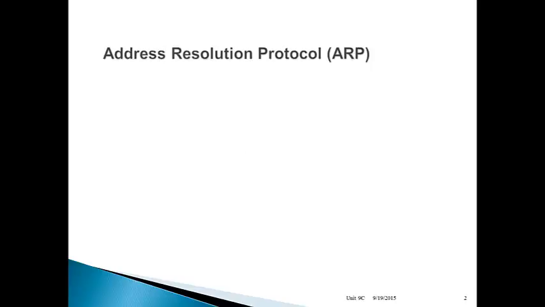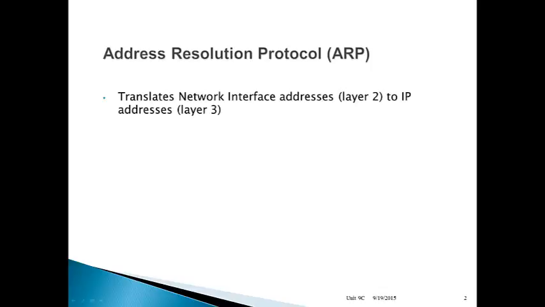ARP, or Address Resolution Protocol. It translates network interface addresses, layer 2, to IP address. Network interface addresses as a layer 2 address are only valid within your subnet, meaning your next door neighbor on the network connected to the same switch or hub you can talk to, provided that your service or application communicates via layer 2. Two problems with that.